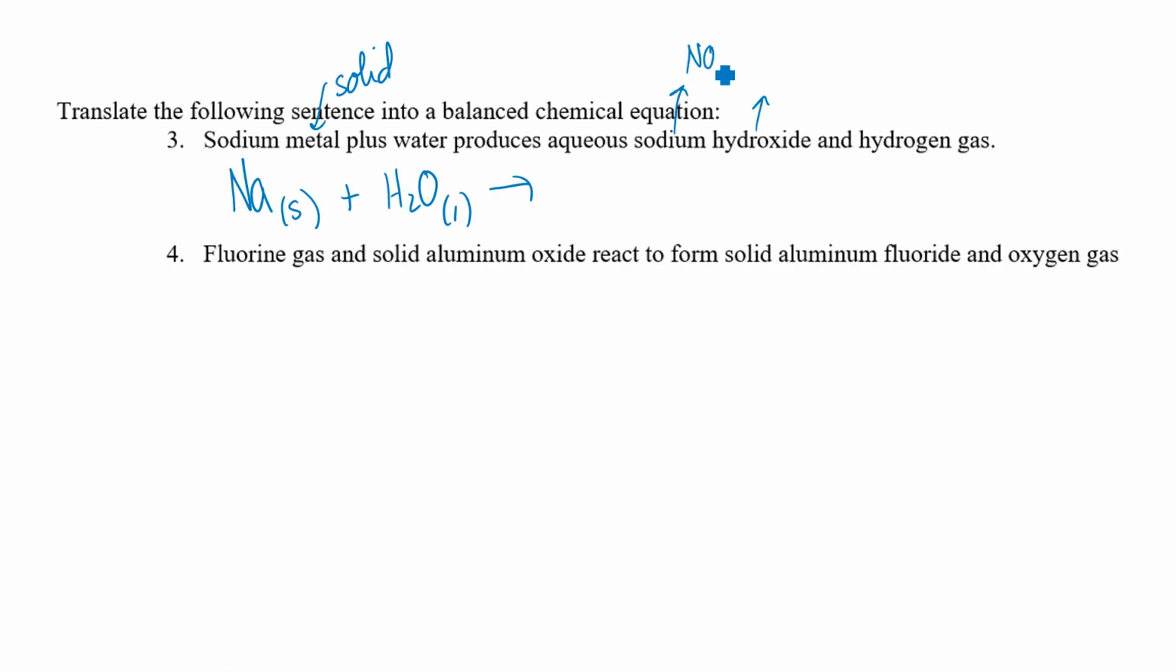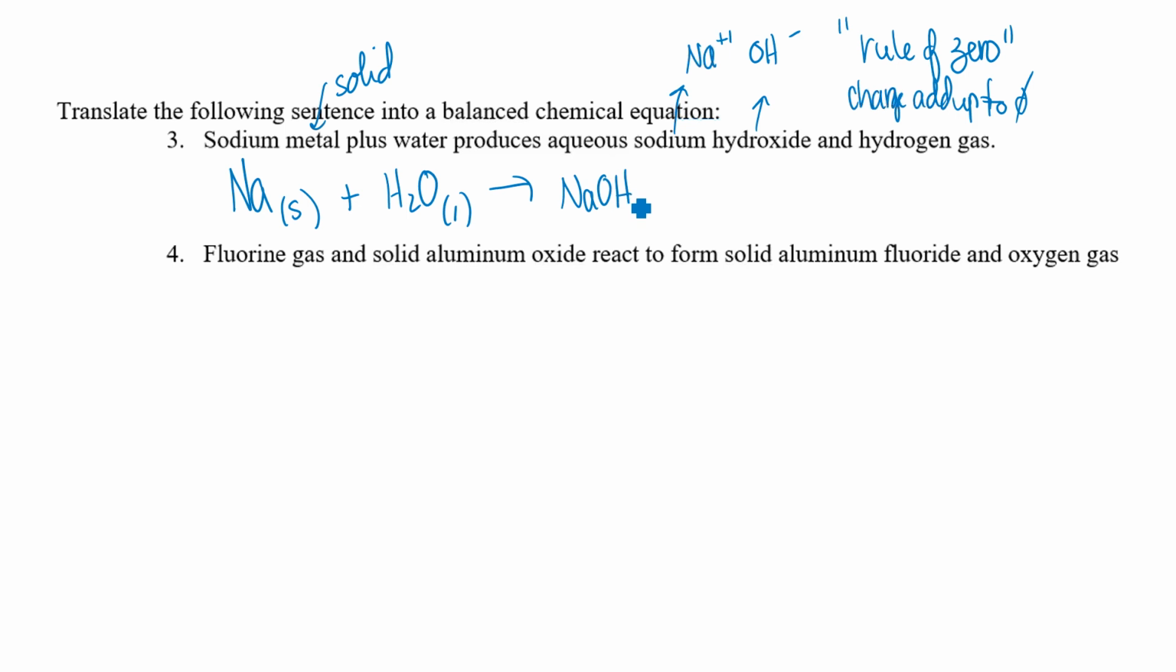So sodium hydroxide. And then with ionic compounds, we want to consider the rule of 0, which is that the charges need to add up to 0. And in this case, +1, -1, that adds up to 0. So perfect, we are all set. We don't need to change any subscripts here. And it's aqueous, so I'm going to write AQ.